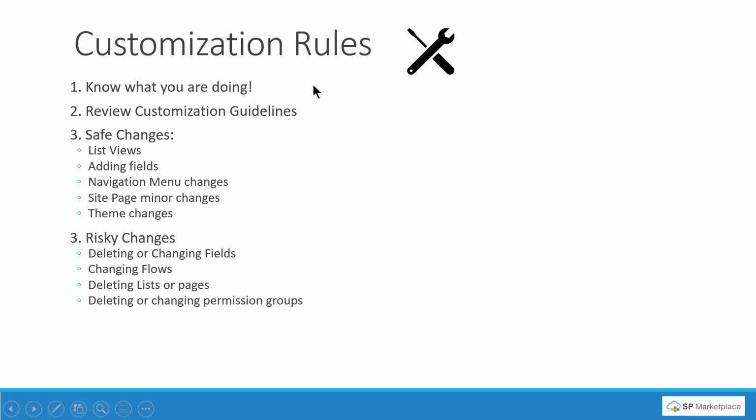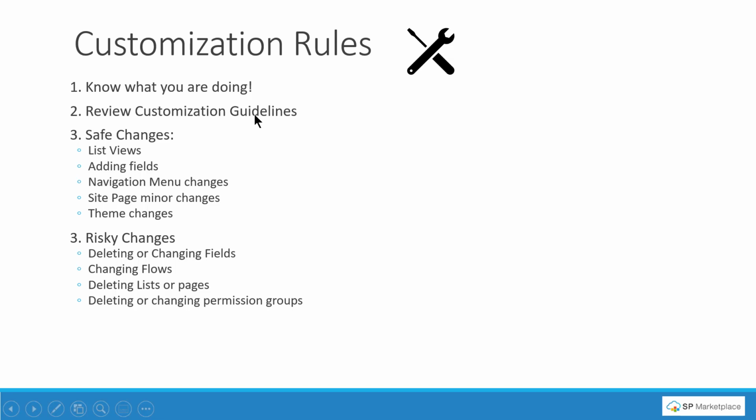Number one, know what you're doing. If you don't know SharePoint, don't go in and change a whole bunch of stuff. Don't go deleting things. We've had people go in and just start doing stuff, and we have to end up reinstalling the product. They've done so much damage to it. So make sure you know what you're doing, and we've got some suggestions to help you get up to speed.